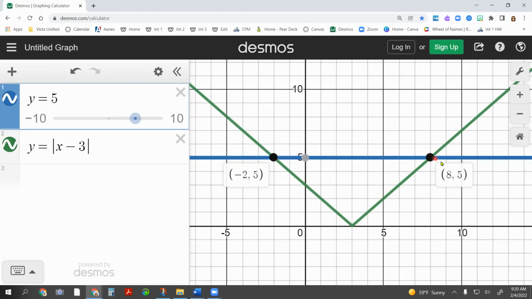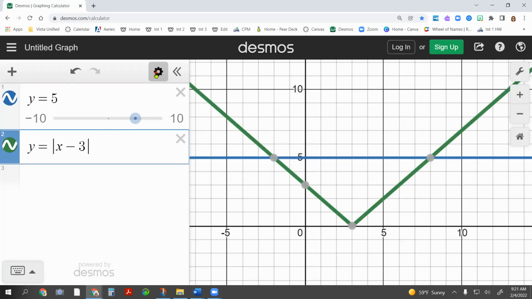Anything outside of it, like 9, I'm going to be up here. 10, I'm going to be up here. These are all going to be greater than 5 when I put it in. All of these ones in between -2 and 8 are going to be less than 5. Not necessarily negative because it's not on the x-axis, but less than 5.